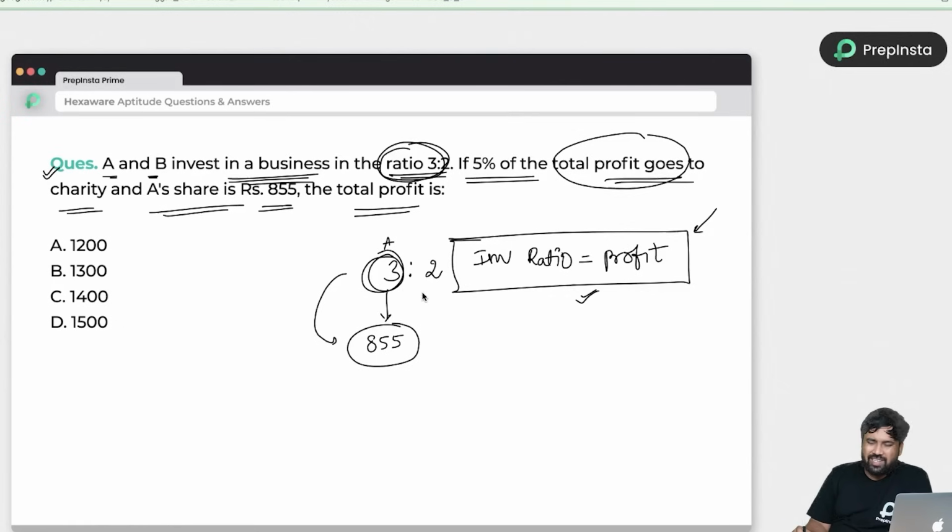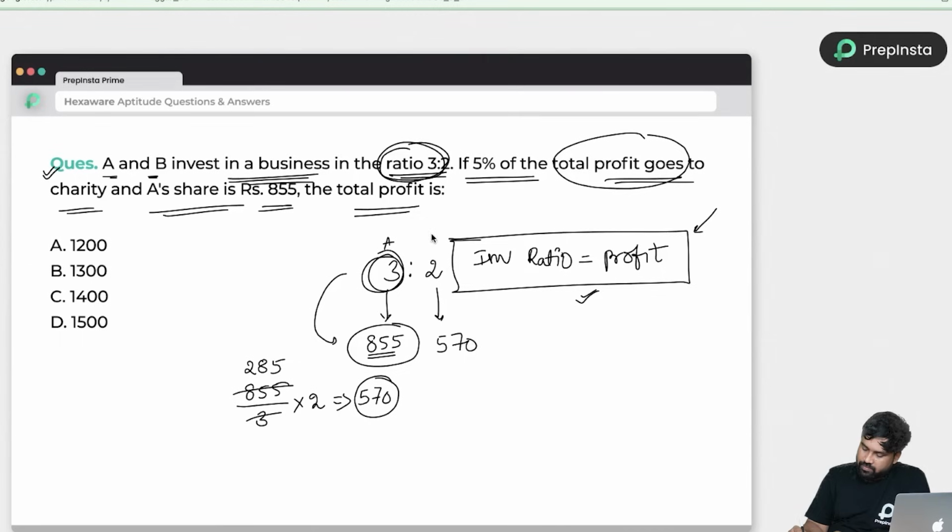So if the investment ratio is 3:2, then the profit ratio will also be 3:2, and 3 parts is A's 855 rupees. If 3 parts is 855 rupees, then what is 2 parts? 3 will cancel 855, 285 times, into 2, which is 570. So B got 570 rupees. So A's profit is 855 and B's profit is 570. So the total is 1425 rupees, right? So the total profit they got is 1425.